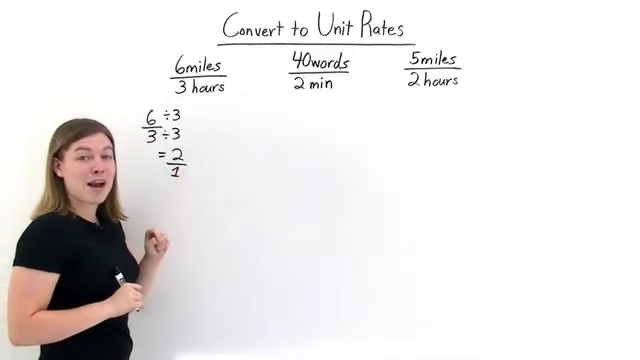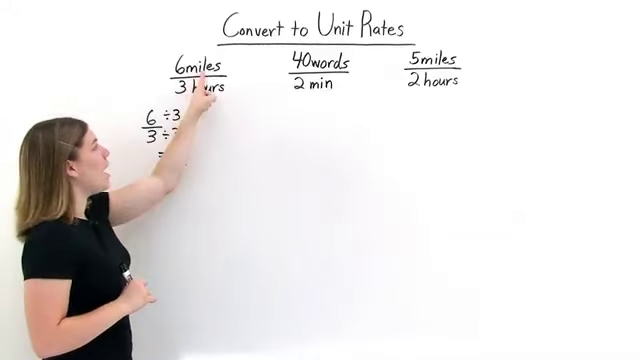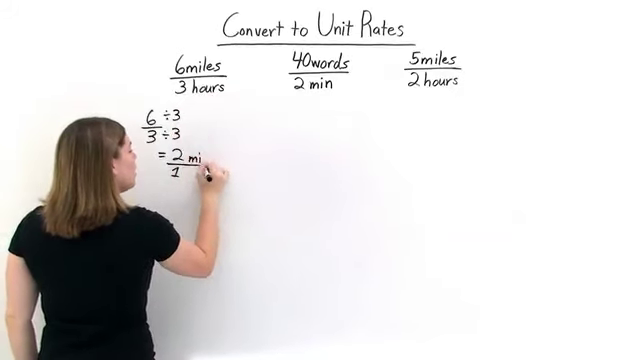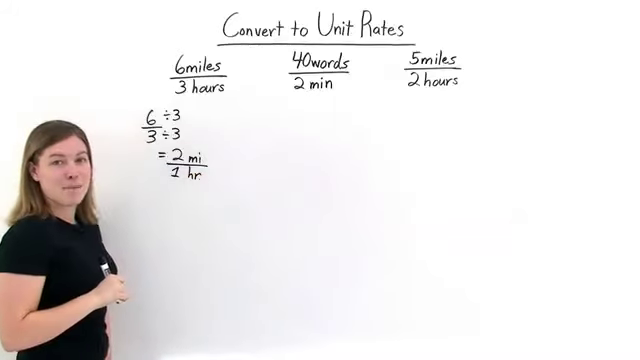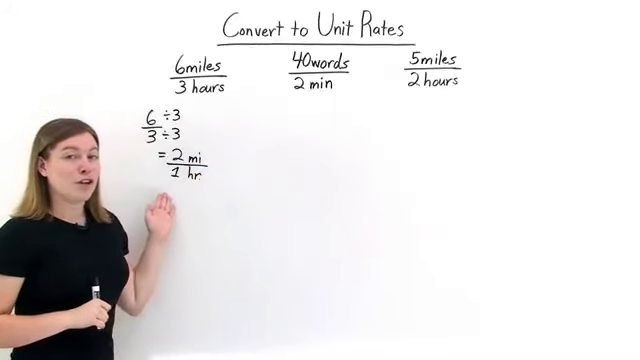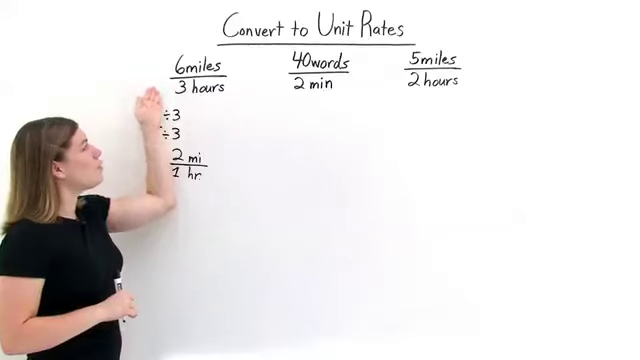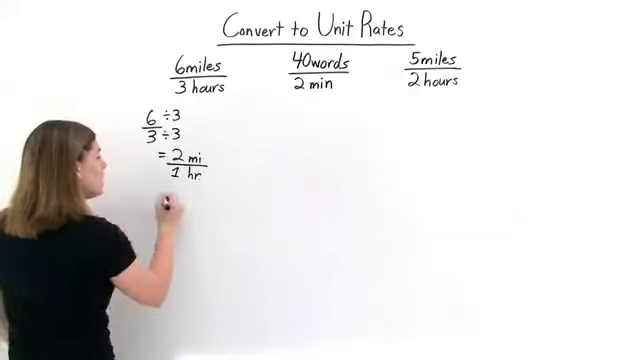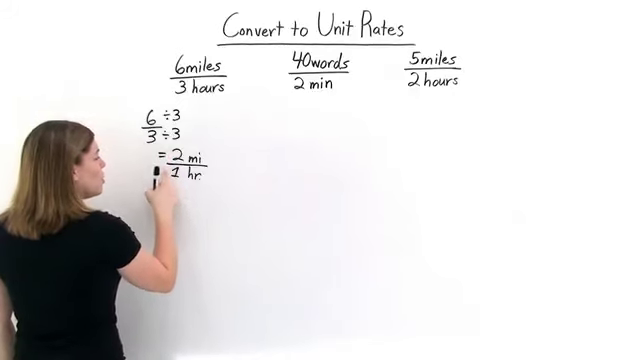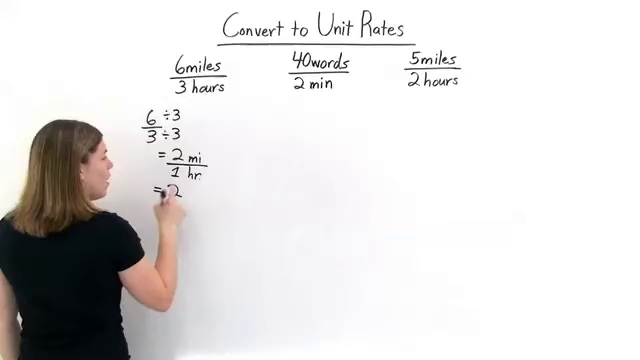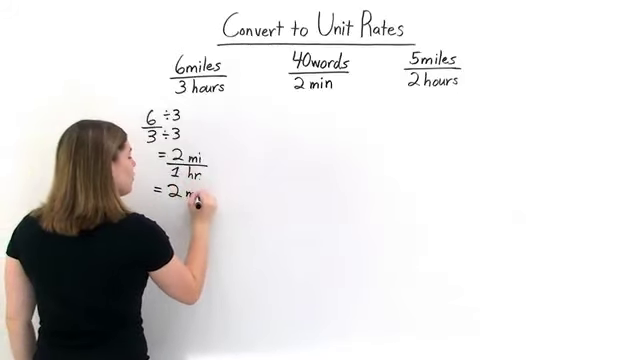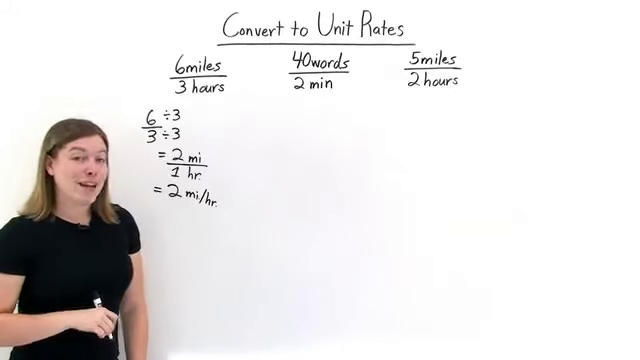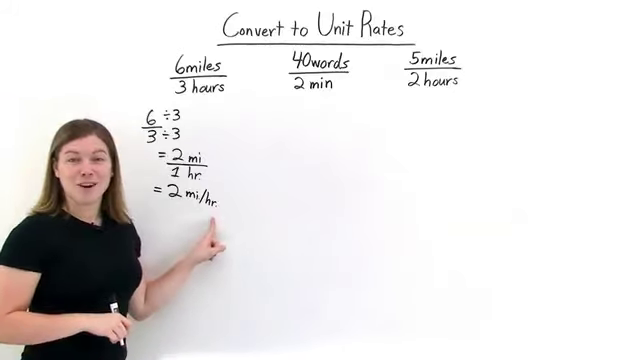But we need to remember to write down those units. We had miles per hour. So we have miles in the numerator and hours in the denominator. Now this is the converted unit rate. We took 6 miles per 3 hours and converted it to 2 miles per 1 hour. But we can rewrite this again to look like this. 2 divided by 1 is just 2. And then we can write our units as a fraction, miles per hour. So we end up getting the unit rate 2 miles per hour.